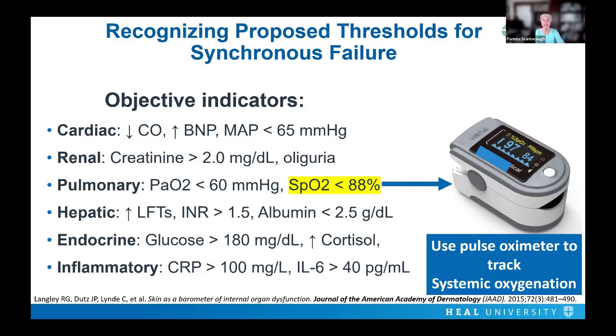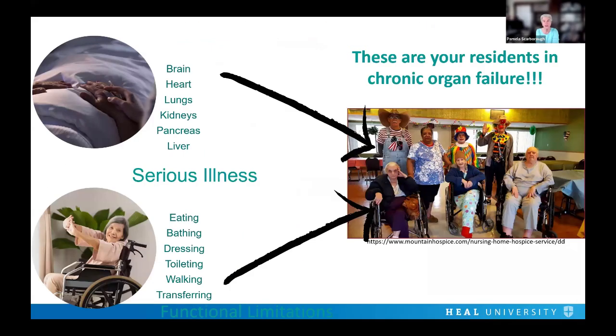People say, we don't have anything to look at. Yes, we do. We have all of these objective indicators for what the organs are doing, and the organs are affecting the skin. Your endocrine, you've got your glucose going on, your inflammatory, your CRP. So we do have numbers, we do have objective measurements to help us qualify and quantify what's going on with that skin.